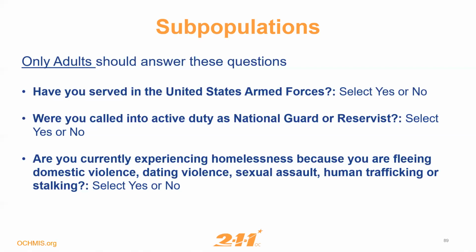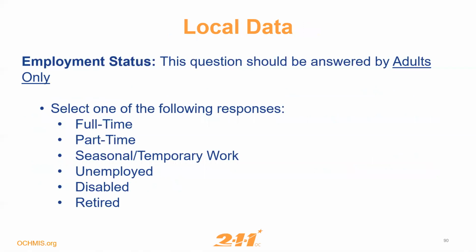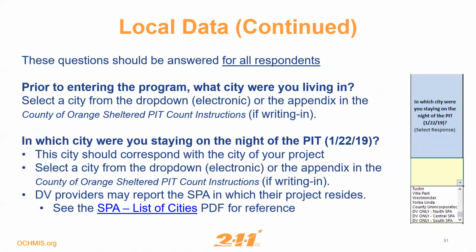Then we have a section for local data. So the first question should be asked and answered by adults only. So it asks for adults' employment status. So you either select one of the following responses: full-time, part-time, seasonal, temporary work, unemployed, disabled, or retired.